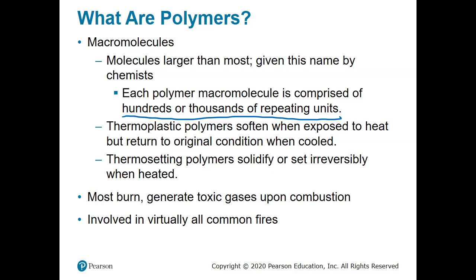Now, within polymers, there are different kinds. There are what are called thermoplastic polymers. These are ones that when we heat them up, they can soften. When they're in their softer state, we can mold them into a particular shape or a design. And when we cool them down, they'll just harden back up. But they'll keep whatever shape we put them in.